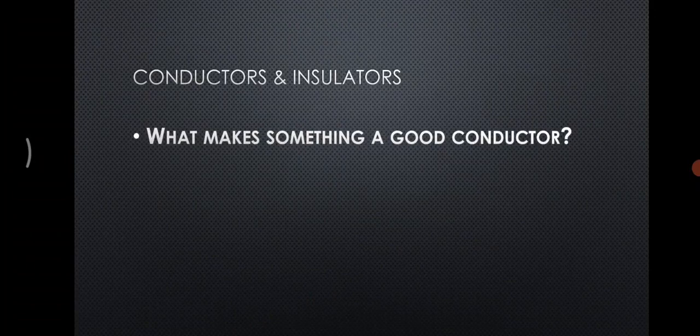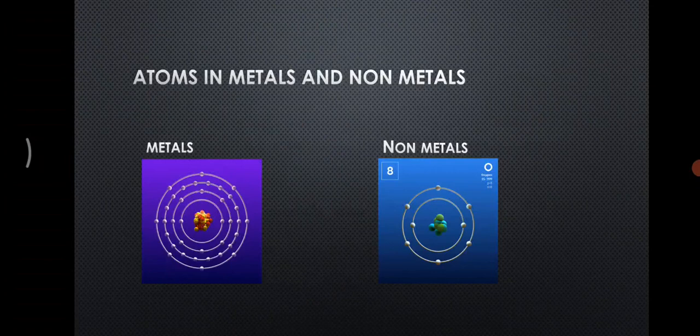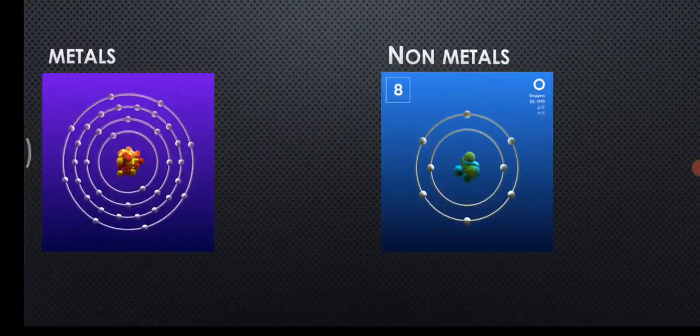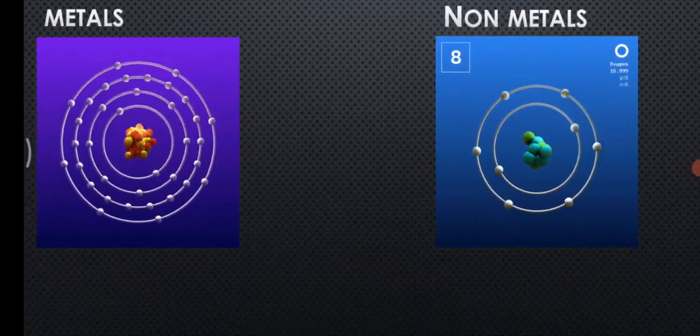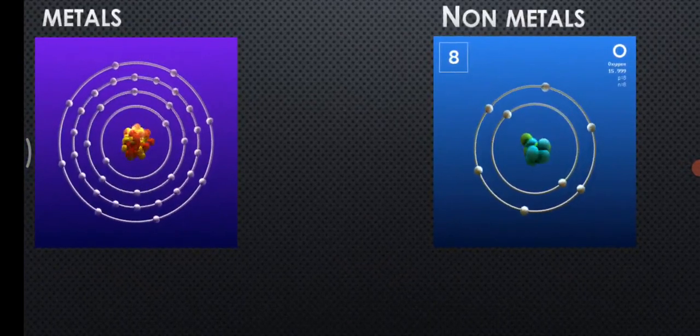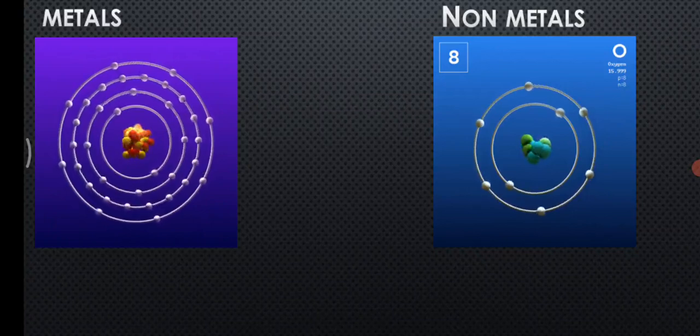Let us go for the next bit, that is, what are conductors and insulators? What makes them good conductors? Good conductors allow electrons to move through them easily. Insulators do not allow the electrons to move through them. We have studied this earlier. Now let us go for the atomic model. What is the model of metals, and what is the structure of an atom in non-metals? As you can see, I will zoom in a little bit. I will compare the metal and non-metal atoms. What are the differences between both of them?